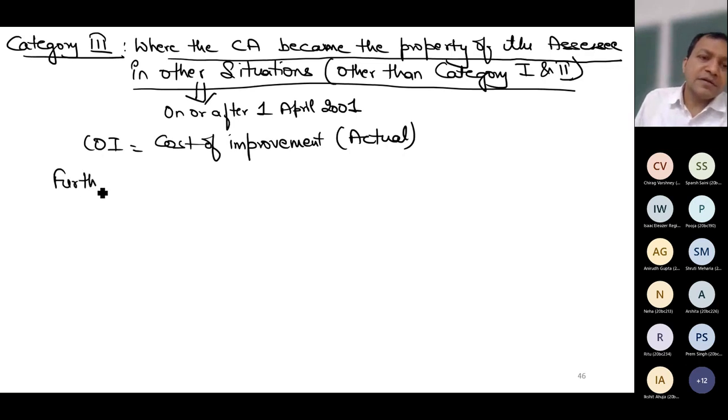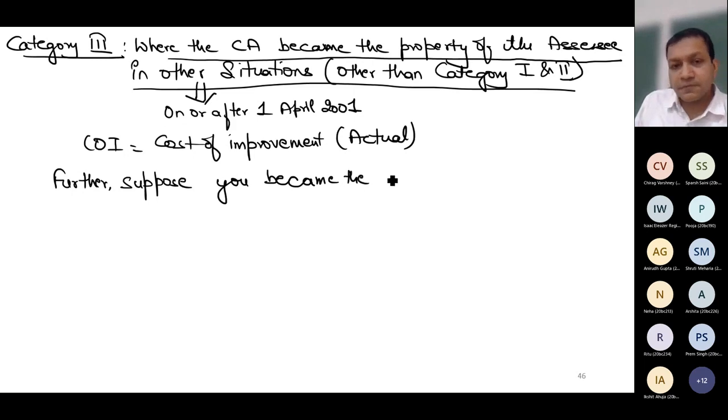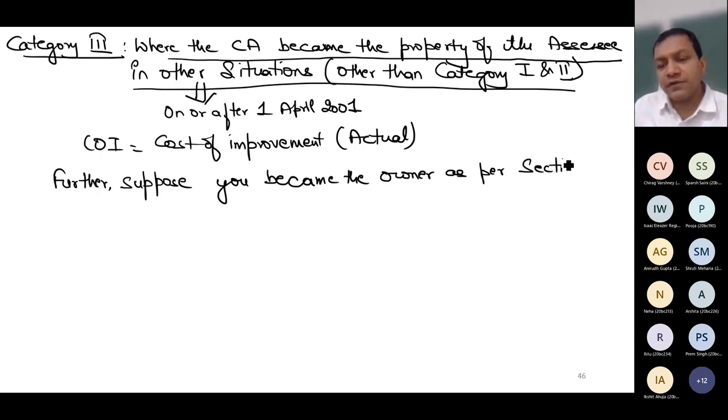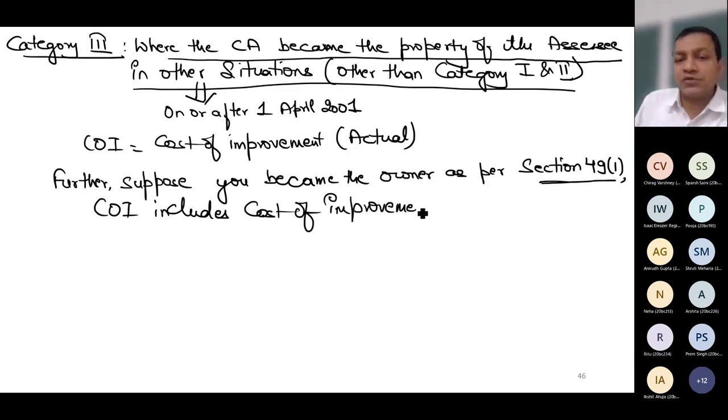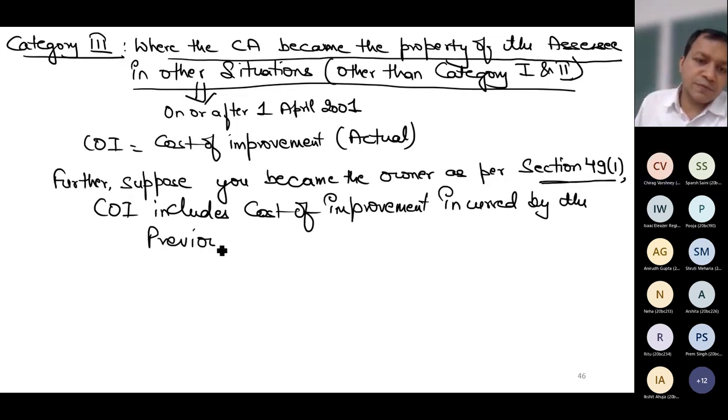And further, suppose you became the owner as per circumstances of section 49(1), gift, will, etc., then cost of improvement includes cost of improvement incurred by the previous owner also. That's it.